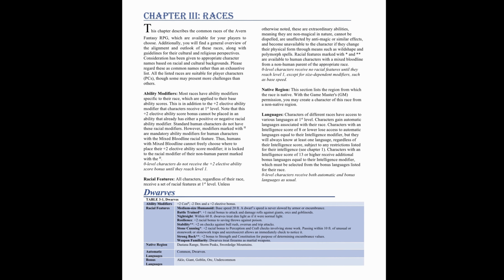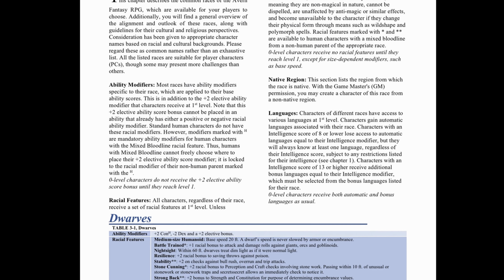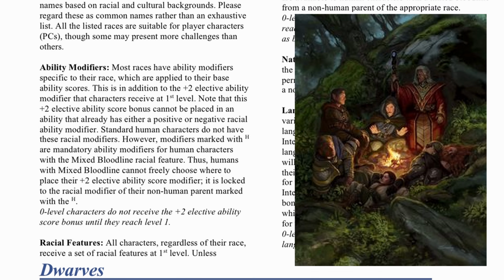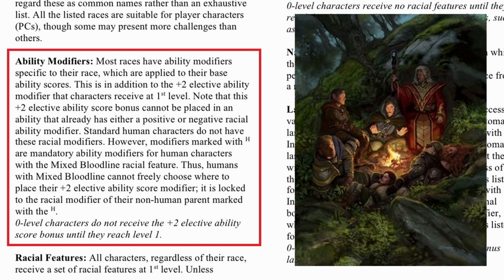Let's kick things off with a crucial aspect of character creation: racial ability modifiers. Most races come with unique ability modifiers that are added to their base ability scores. This is in addition to the +2 elective ability modifier that characters receive at first level. It's important to note that humans have their own rules for ability modifiers, depending on whether they have the mixed bloodline racial feature. But remember that 0-level characters don't get the +2 elective ability score bonus until they reach level 1.